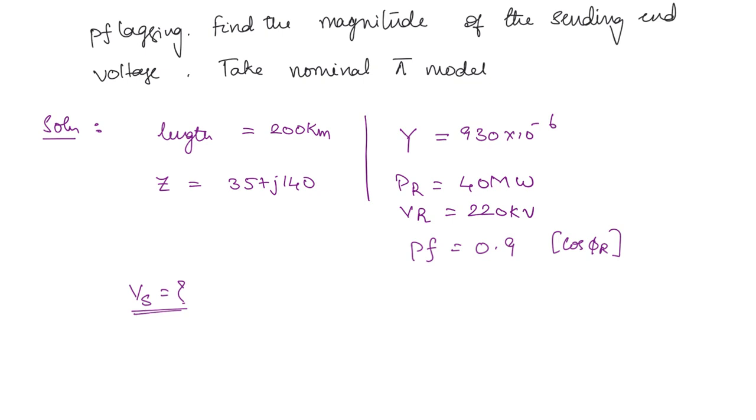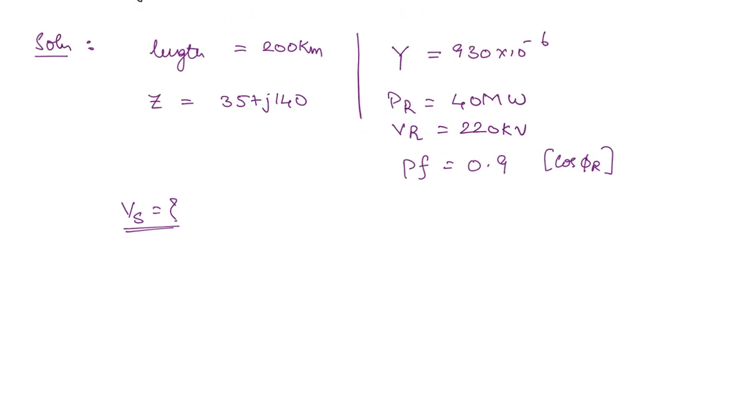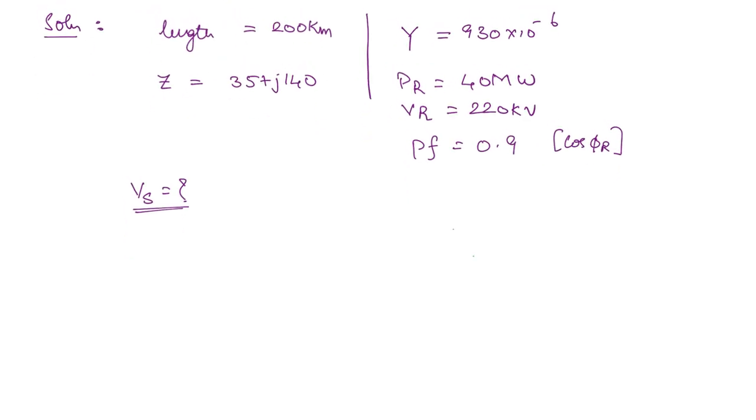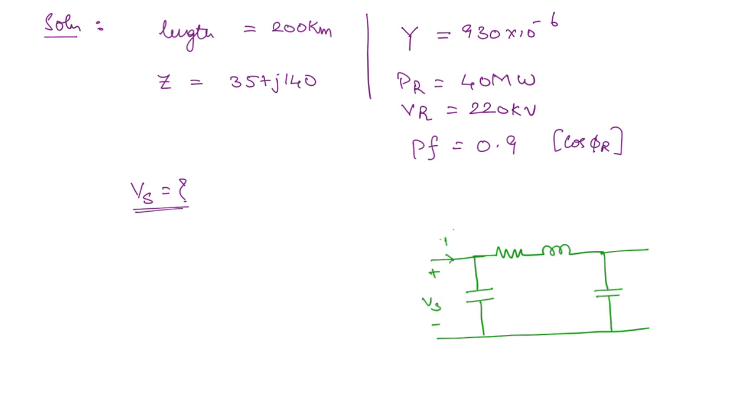First we will draw the pi model. In the pi model you have the impedance, the series parameters will be as it is, but the admittance we are going to divide at the two ends, right? So this is Vs, sending end voltage, sending end current. Here you have y by 2, this is z and this is y by 2.